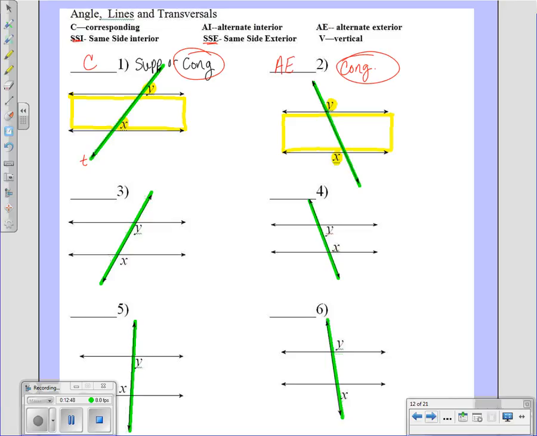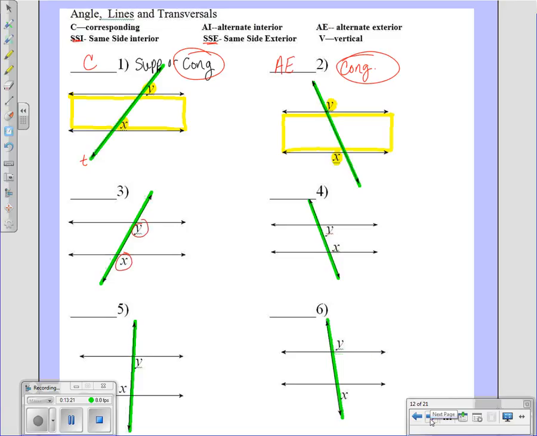Okay, I'm going to skip the rest of them, 3, 4, 5, and 6, because using my method of highlighting the transversal, which is already highlighted, then notice the location of your two angles. You can then pick out if they're on the same side, then are they same side interior or exterior? And if they're not both interior or both exterior, you know they're corresponding.